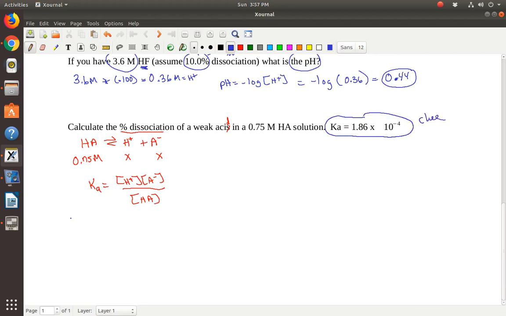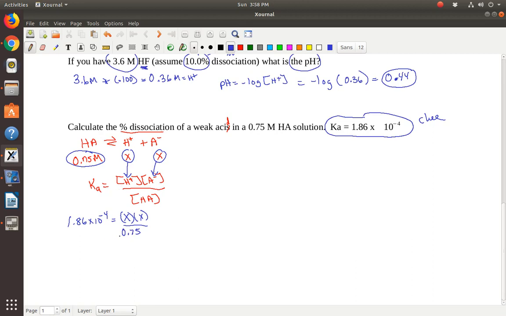So now I'll put the Ka value over here, 1.86 times 10 to the minus 4. And I don't know the hydrogen ion concentration, so I put that in as a variable, X, or the anion. So it's X times X over the concentration. Well, I do know the concentration of HA, 0.75. And now my job is to calculate X, because whatever X is, that's the concentration of the hydrogen ion.